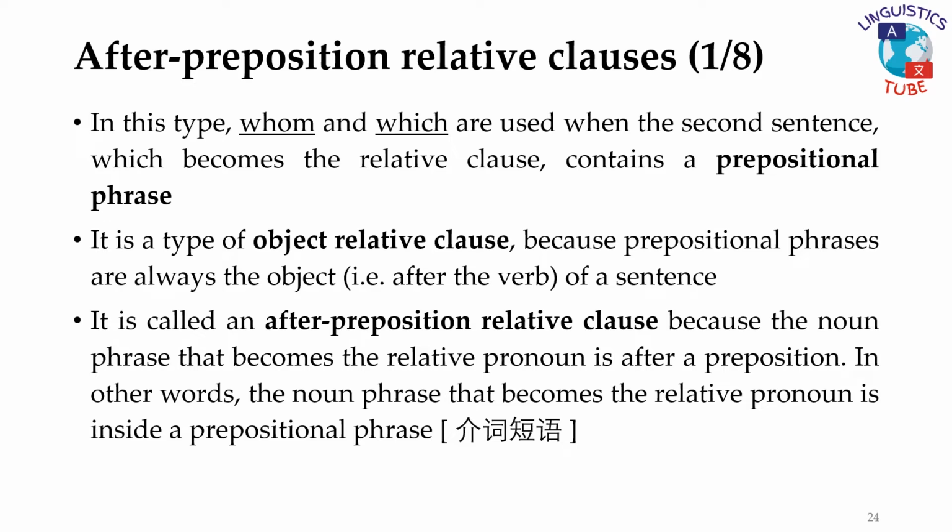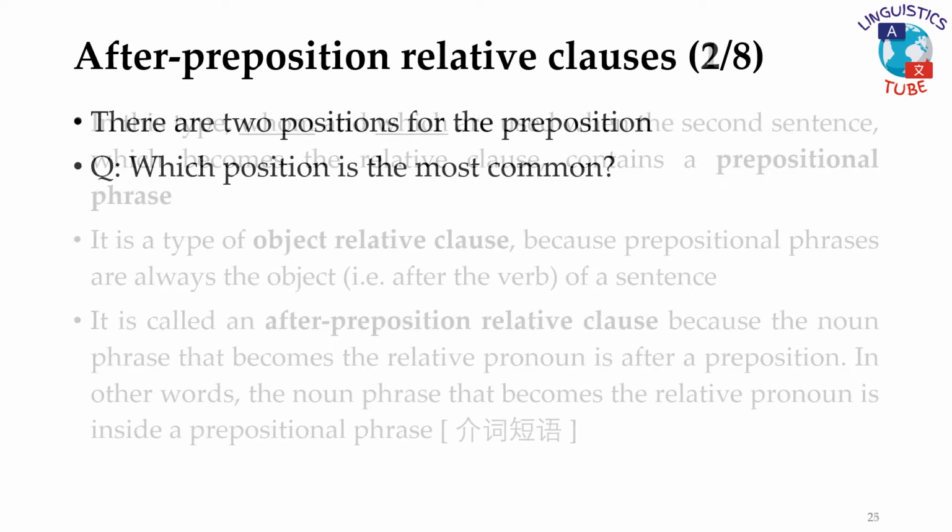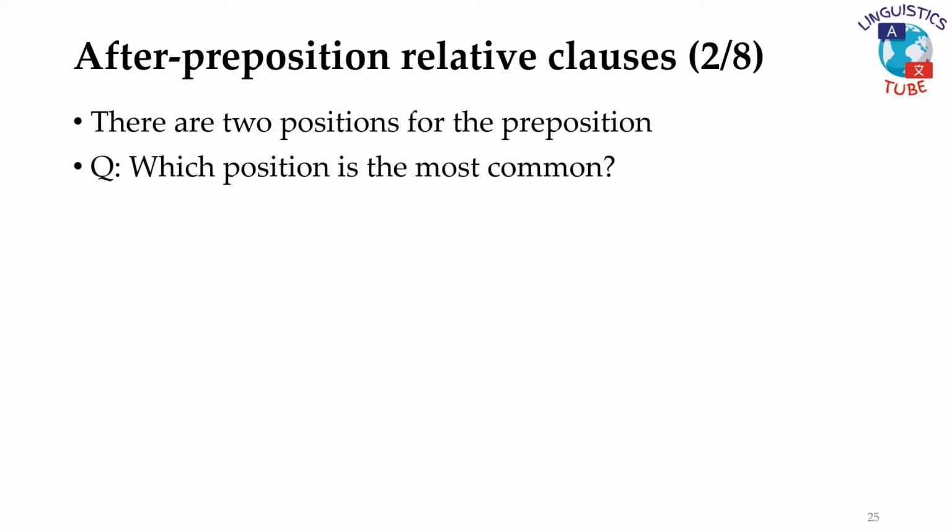So, it is the object of the second full sentence that becomes the relative pronoun in the relative clause. This means that whom and which are used when the second sentence, which becomes the relative clause, contains a prepositional phrase. In fact, there are two possible positions for the preposition in a relative clause. Compare these two examples. Which one is the most common?